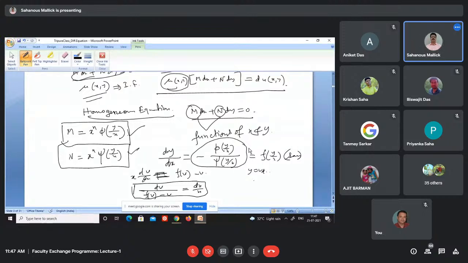Now we come to another type of equation, that is equations solvable by separation of variables.